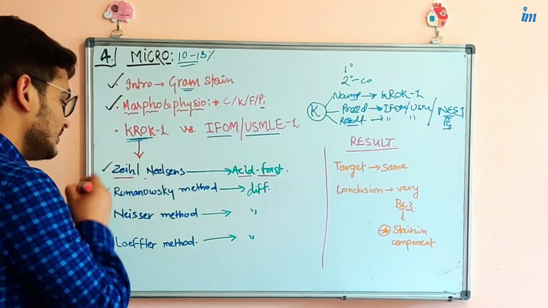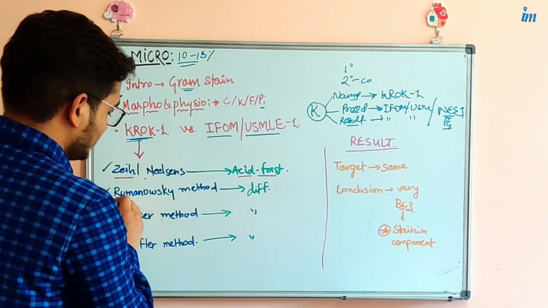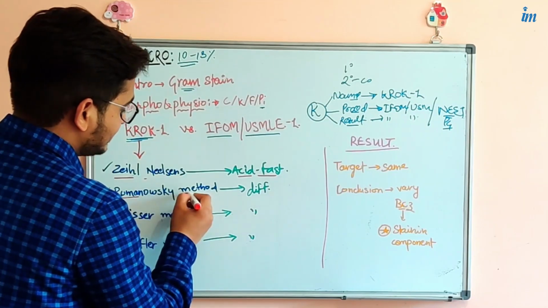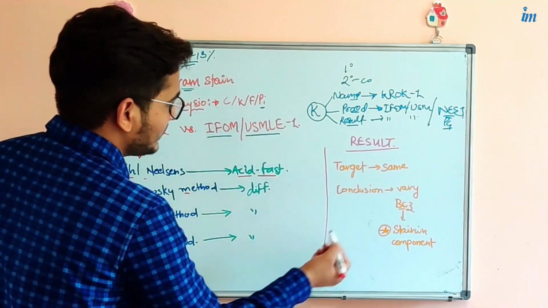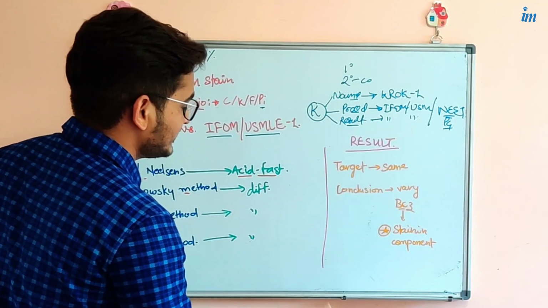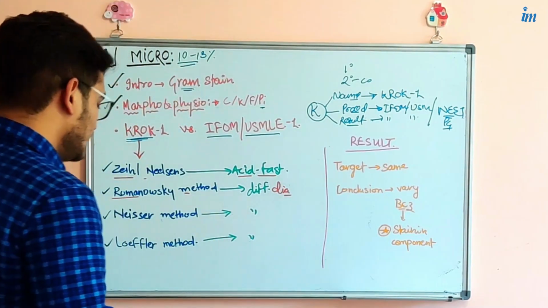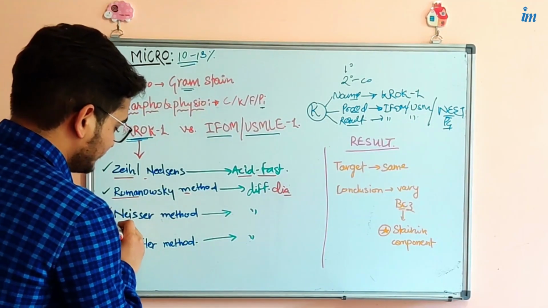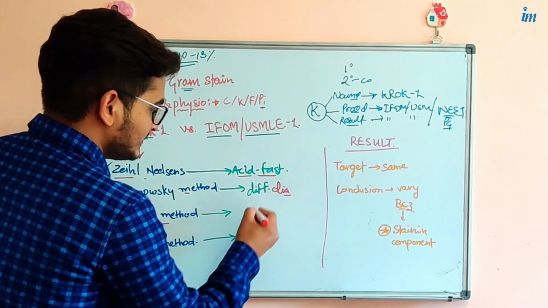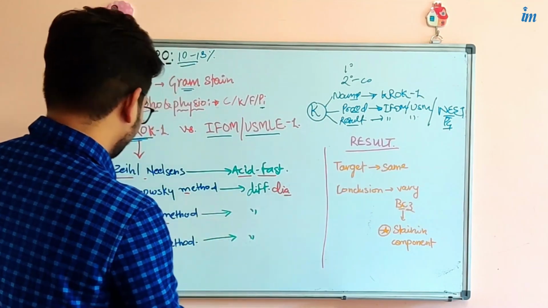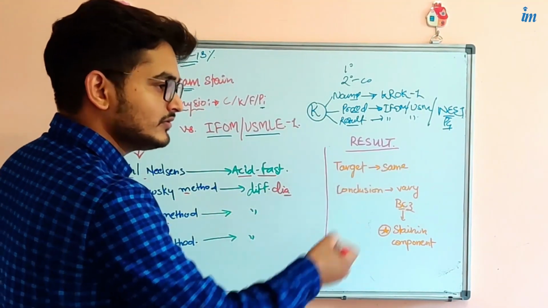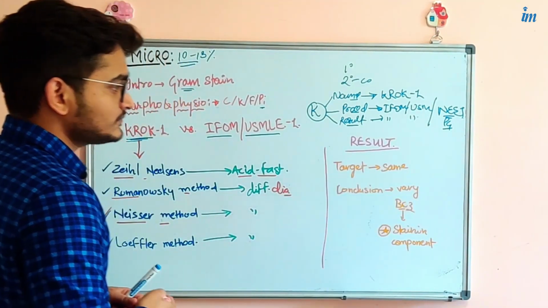In Croc questions, often you will see the words Romanovsky method, and in the IFM, USMLE questions and other license examinations, this is known as differential diagnosis. In the Croc questions, the term Neisser's method is used, similar in the differential diagnosis. In Loeffler method, and there are a few more examples.